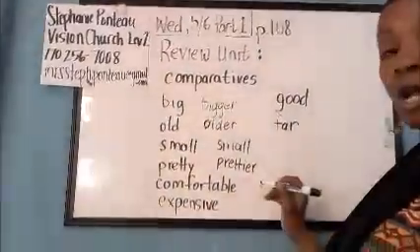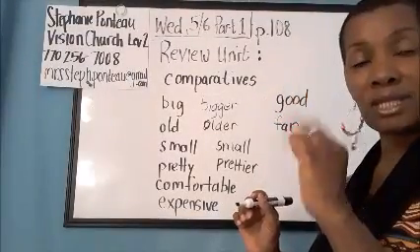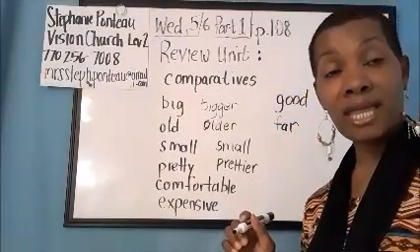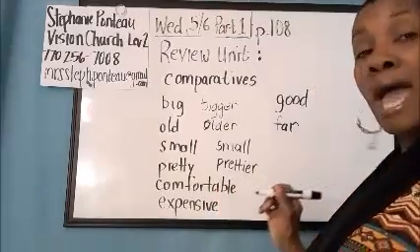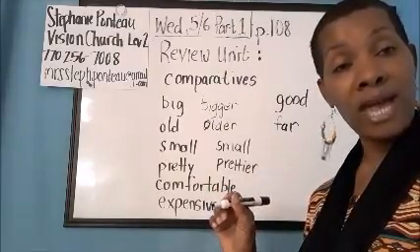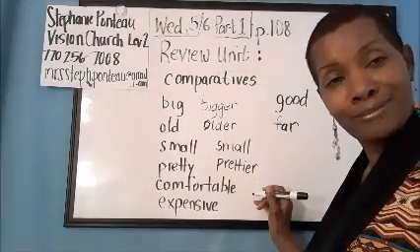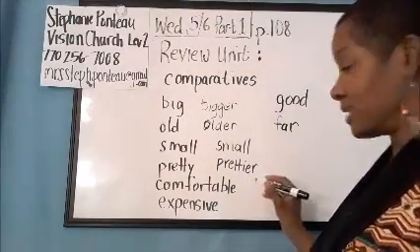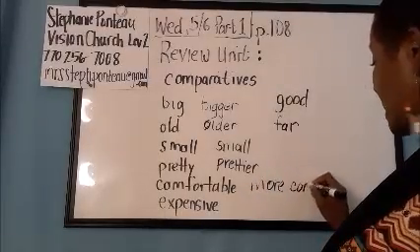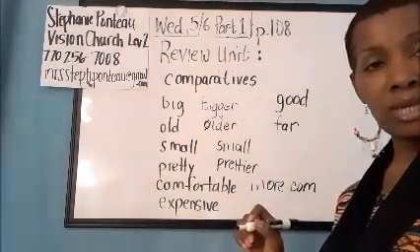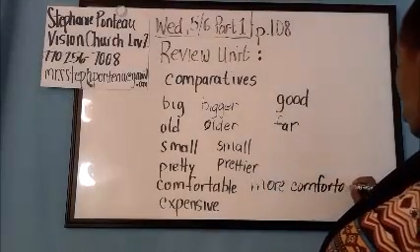All right. Comfortable. That's 3 syllables. When it's an adjective with more than 2 syllables, you add more in front of the adjective. It does not become comfortabler. It becomes more comfortable. That's right. More comfortable. Then expensive. That's 3 syllables. Does it become expensiver? Nope. It's more expensive.